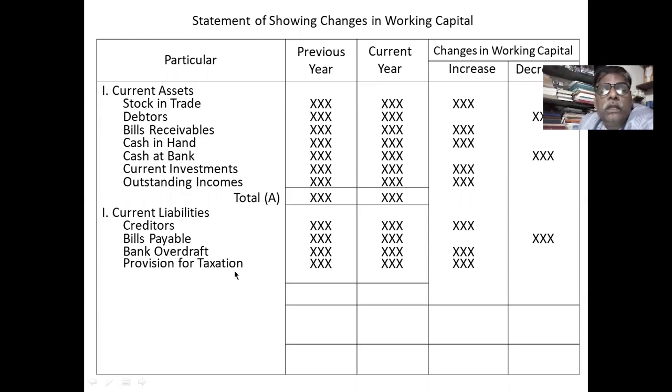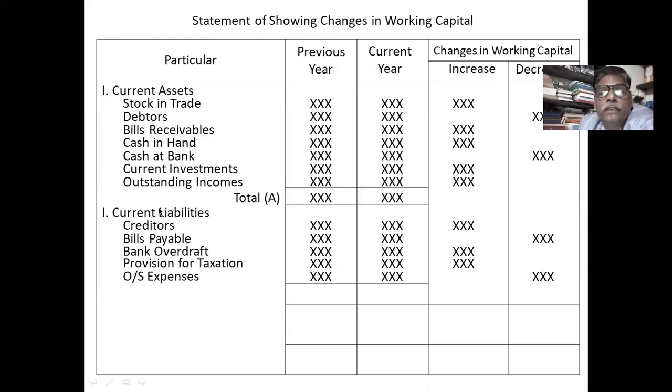Okay, here I have taken this provision for tax. At this point you take it only when there is no adjustment to this provision for tax. Remember this. No adjustment, only then take here. Okay. Then outstanding expenses you take, and the difference you take in the increase or decrease column based on your assumption. Okay, one more item you have to write here, that is proposed dividend. Proposed dividend of previous year, proposed dividend of current year, take the difference.